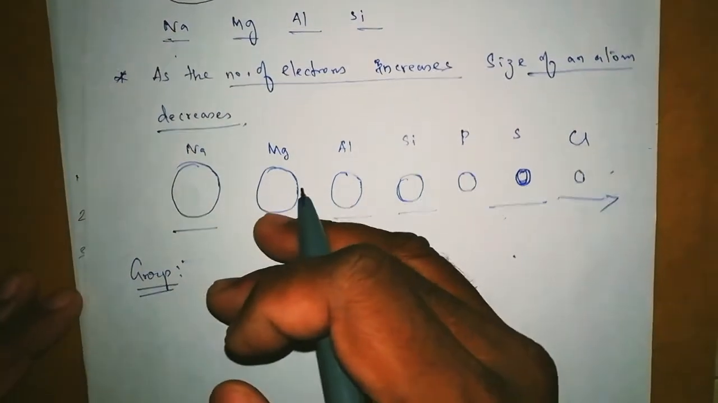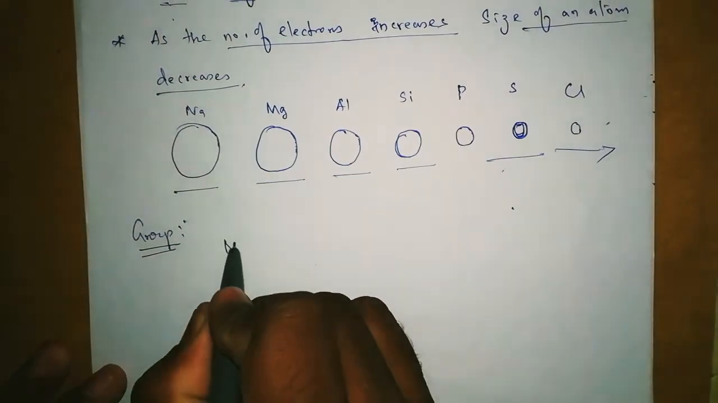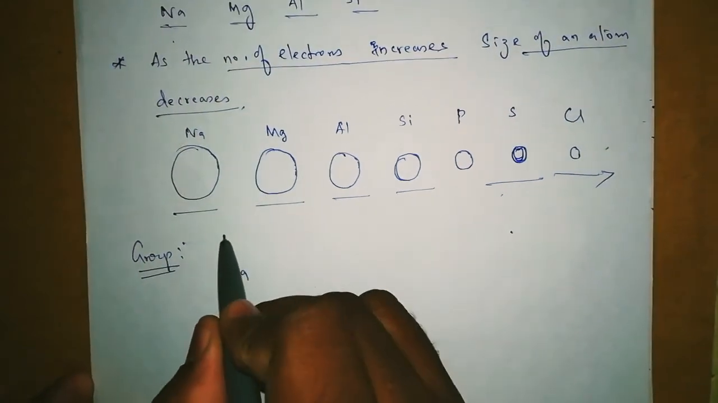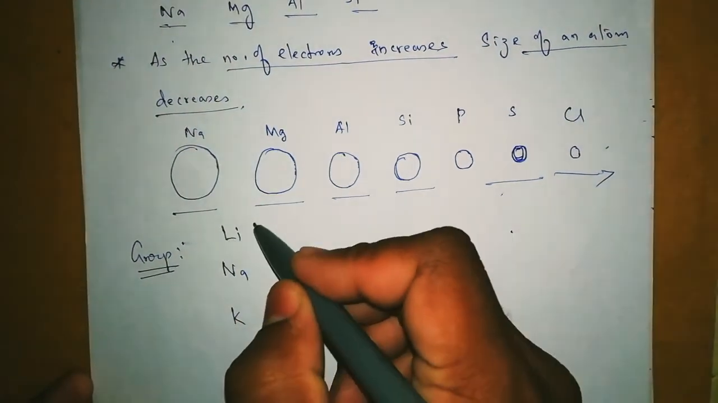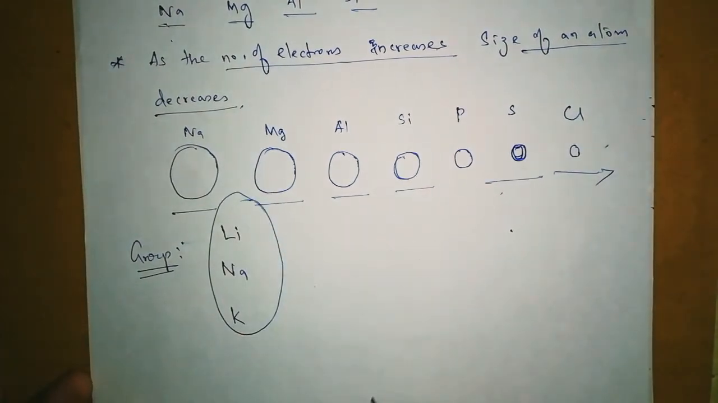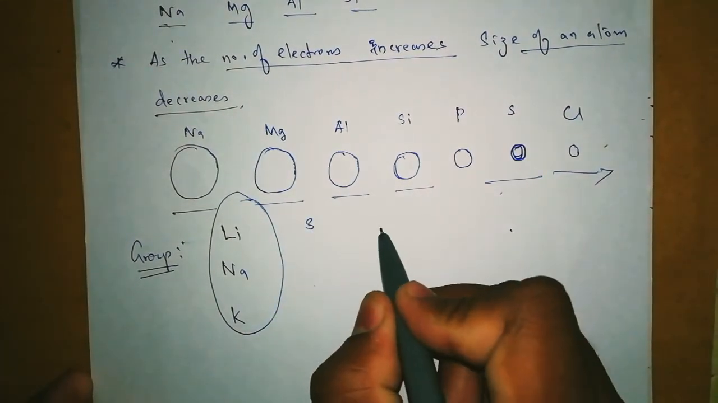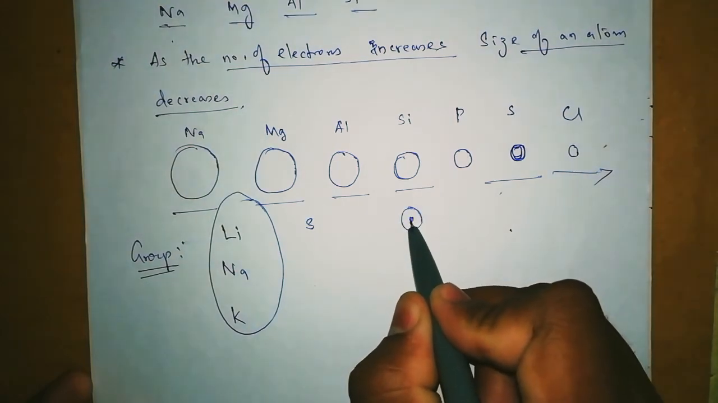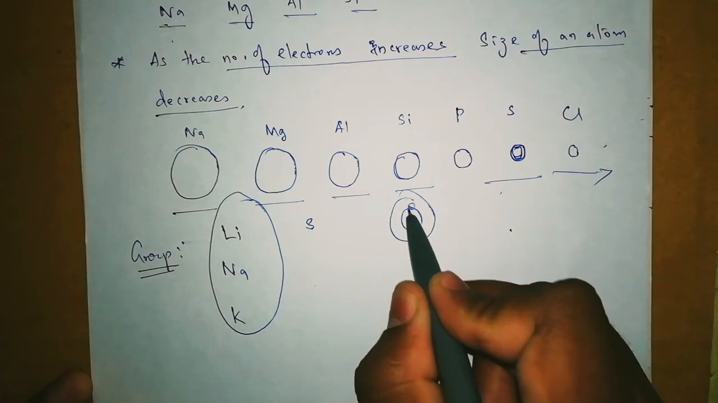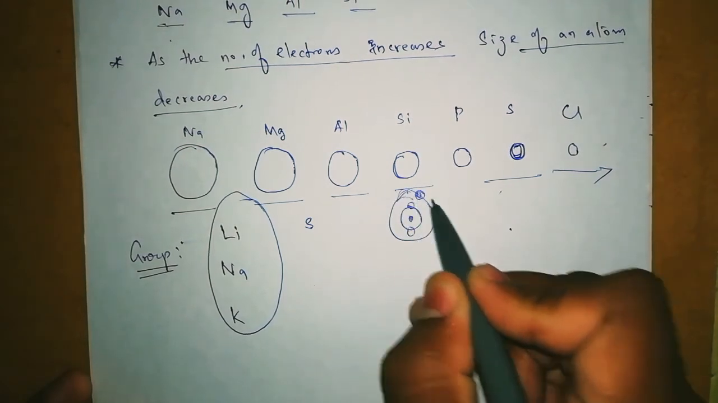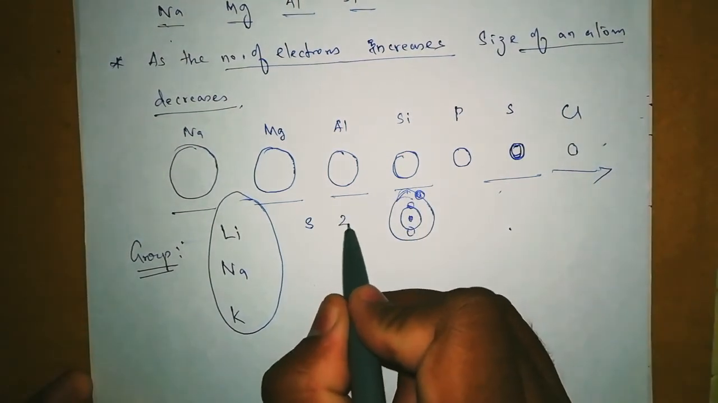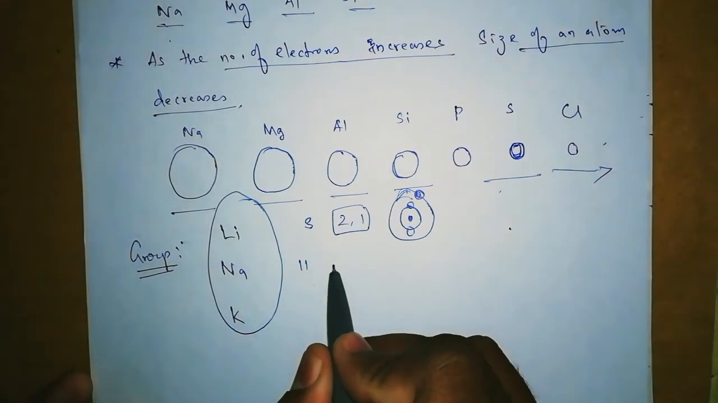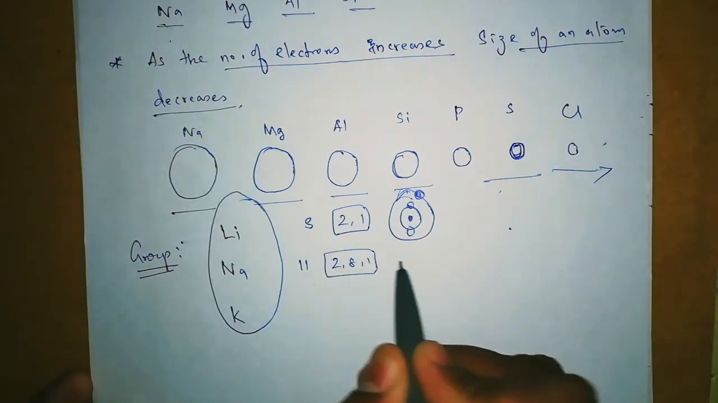As we go down the group, let's see an example of sodium. What will be below sodium? Potassium. Okay, what will be above sodium? Lithium. Let's compare these three elements. Lithium, atomic number 3. So how does it look? First shell, 2 electrons. Then second shell, only 1 electron, right? So 2, 1 electronic configuration. Sodium, atomic number 11. So 2, 8, 1 electronic configuration.